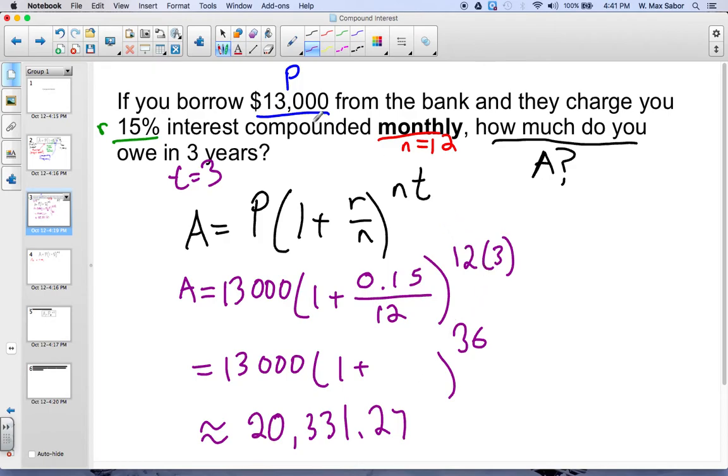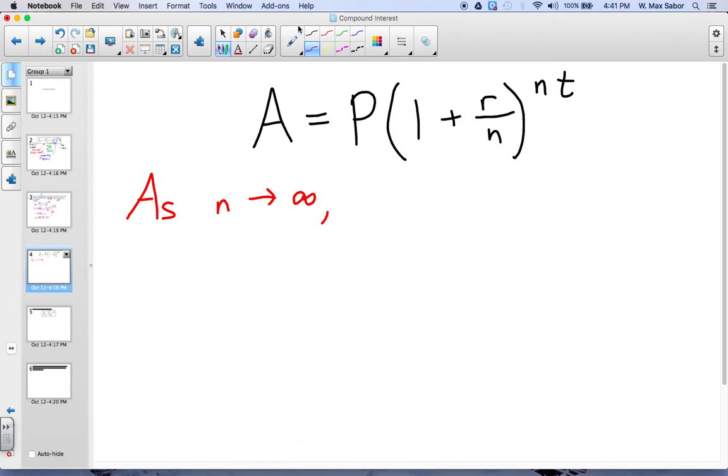So if you're given all the information, you plug it in, solve, and it's pretty straightforward. I could give you A, r, n, and t and ask you for P or any other combination of things. However, sometimes the compounding gets more and more frequent, and mathematicians have a way of expressing what happens if we're compounding every moment, compounding continuously.